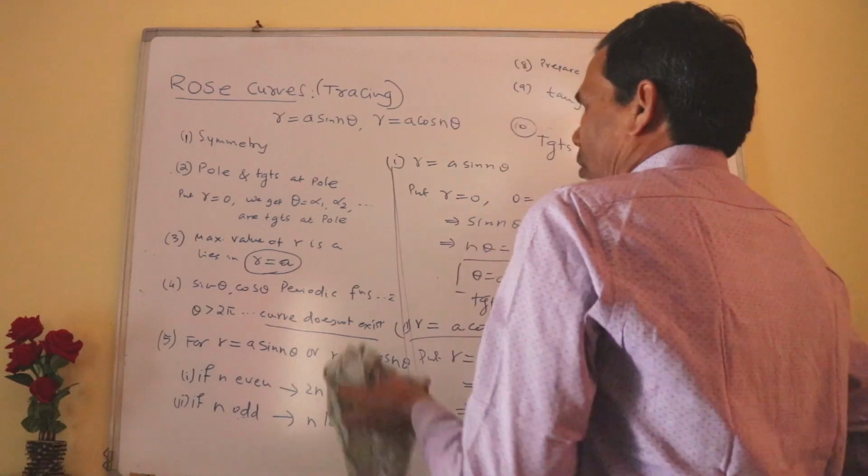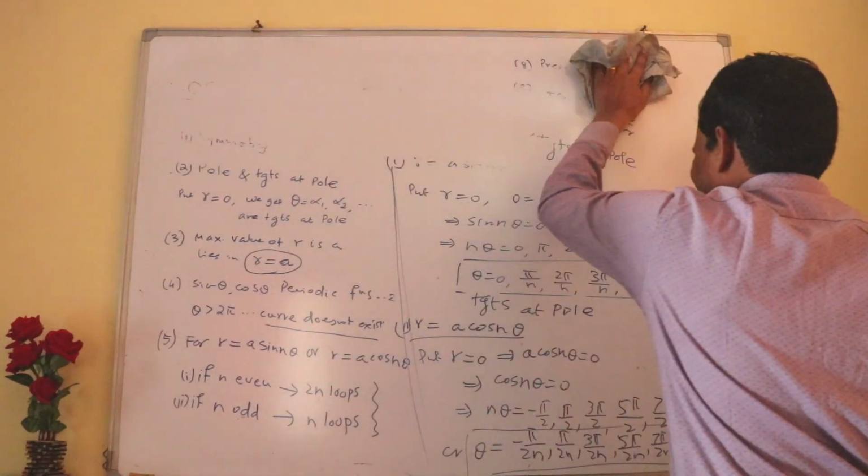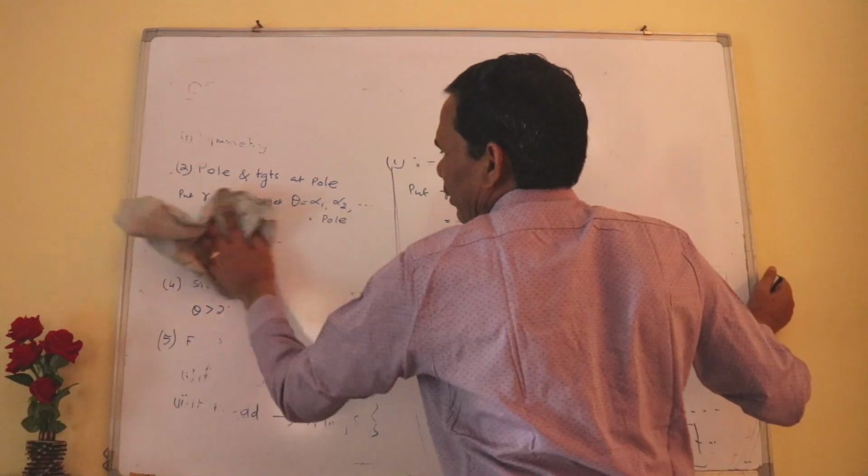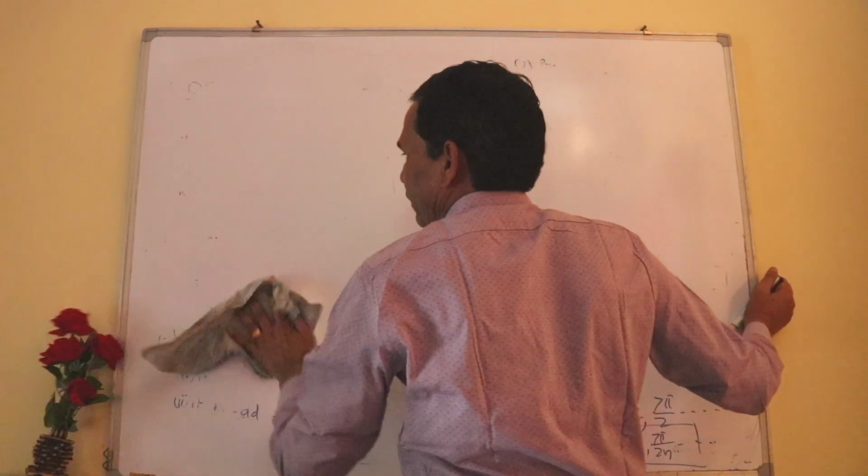Now we trace, and finally we come to the approximate shape of this particular curve. It is a rose curve.